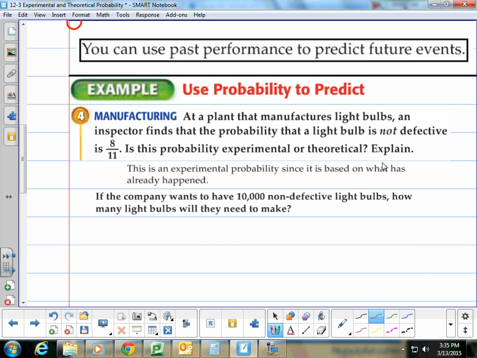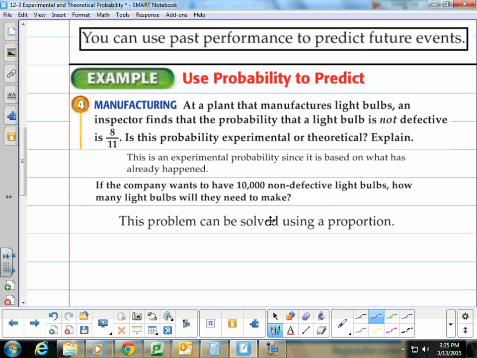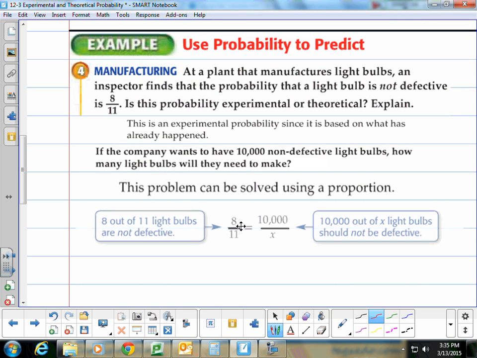So if the company wants to have 10,000 non-defective light bulbs, how many light bulbs will they need to make? We can do this by using a proportion. See, this chapter 4 was important. So we set up a proportion, and if we know that 8 out of 11 light bulbs are not defective, if we want 10,000 to not be defective, how many are we going to have to actually test?